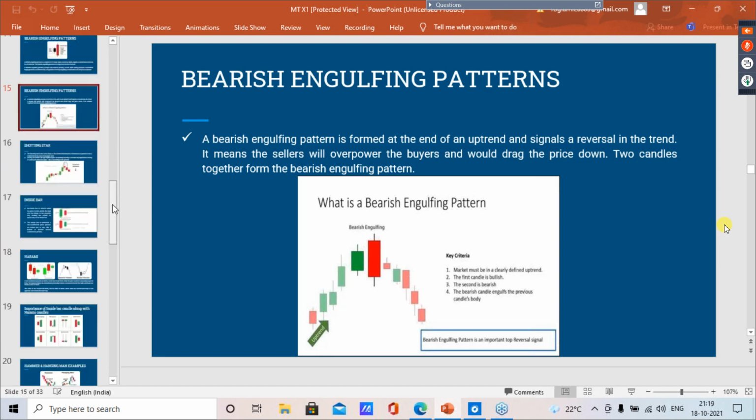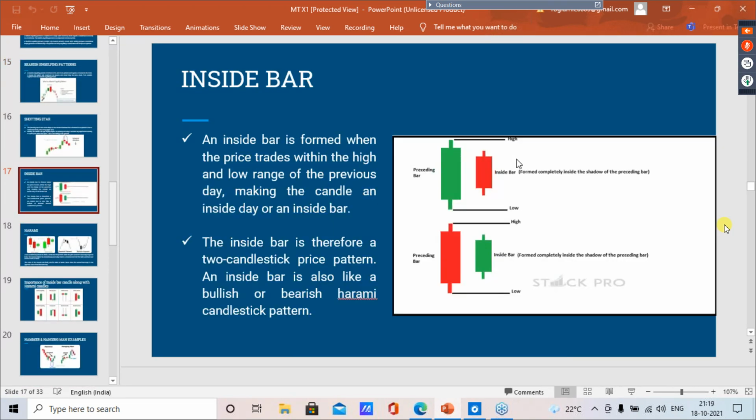Then comes my personal favorite, the inside bar. In the inside bar, we have a preceding bar and an inside bar.